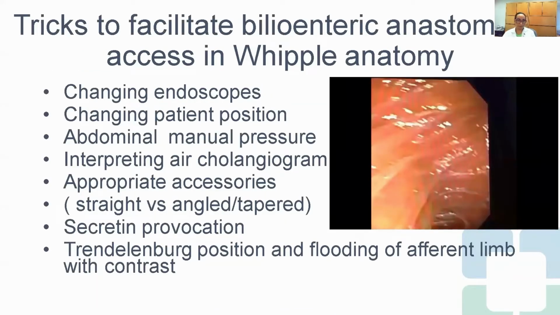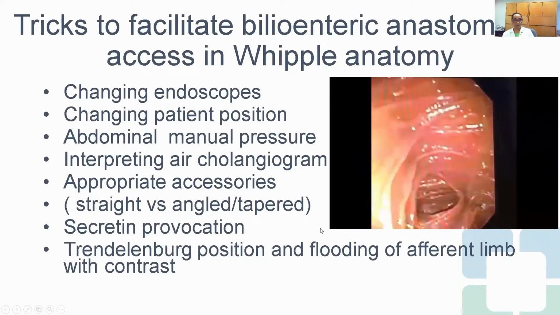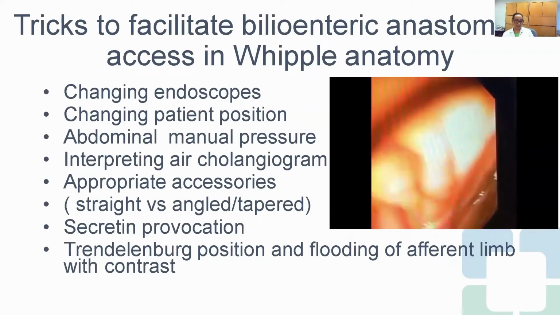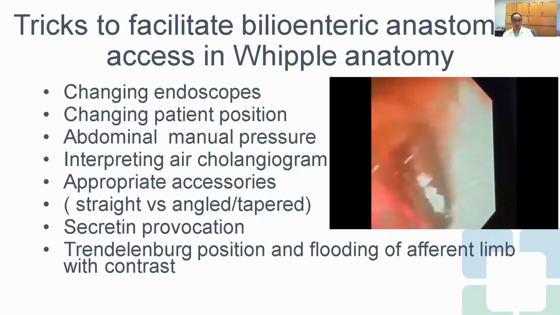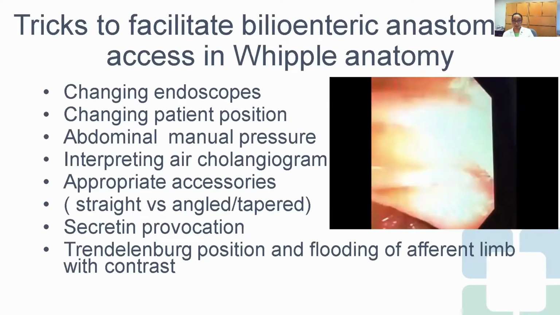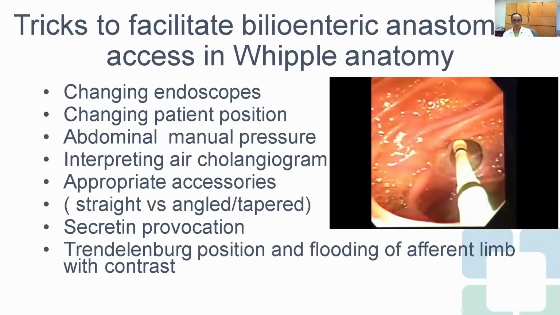So some of the tricks that you can use to facilitate bilioenteric anastomosis access in Whipple anatomy is, again, changing the endoscope, changing position of the patient, using abdominal pressure, interpreting the cholangiogram, knowing your tools and the length of the tools, and secretin provocation.